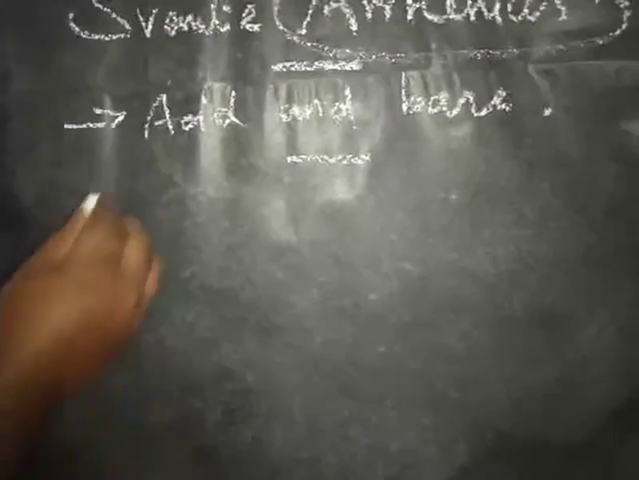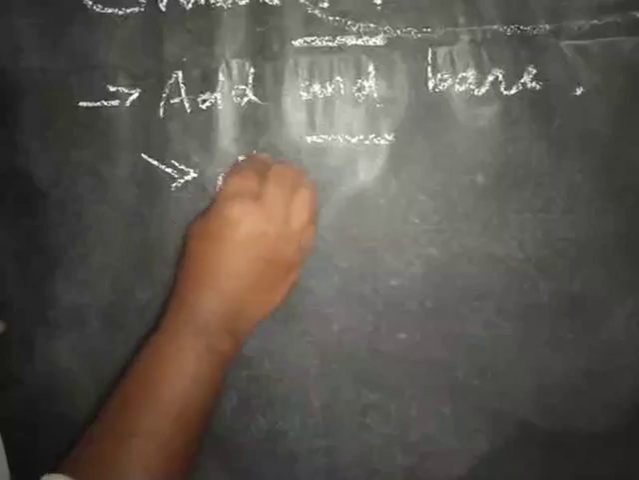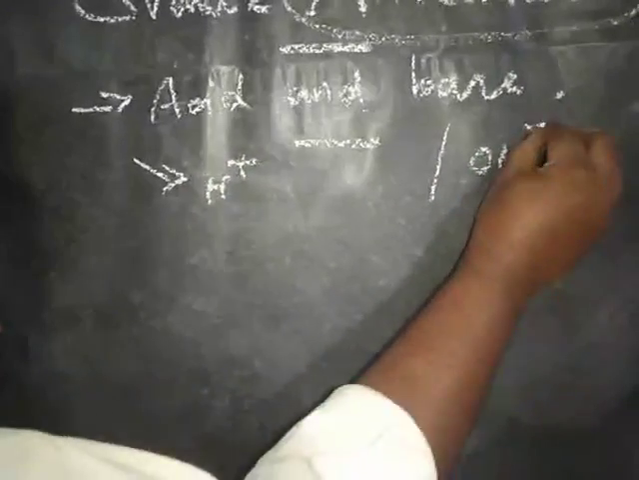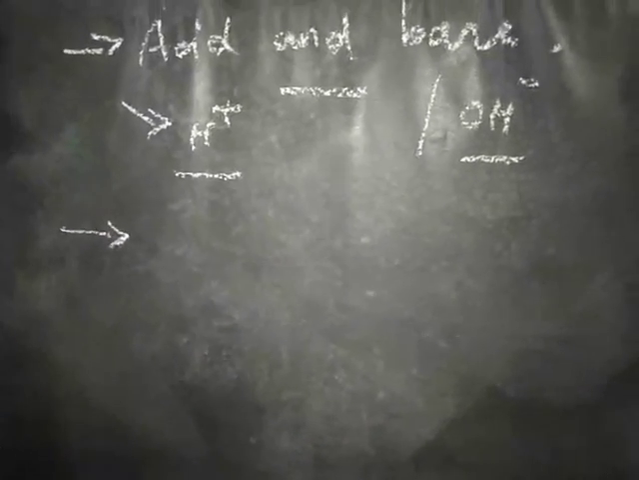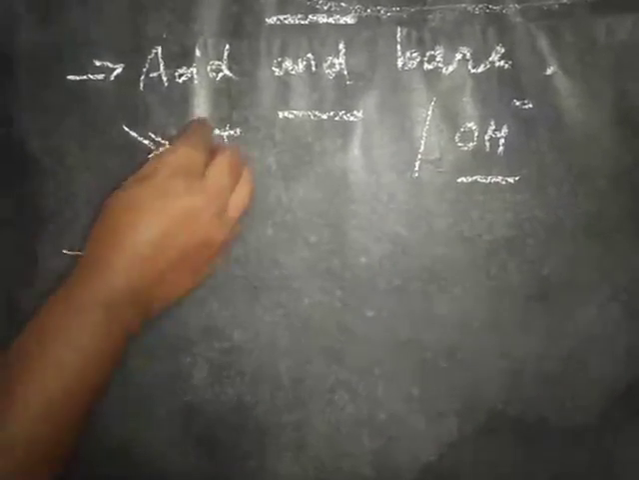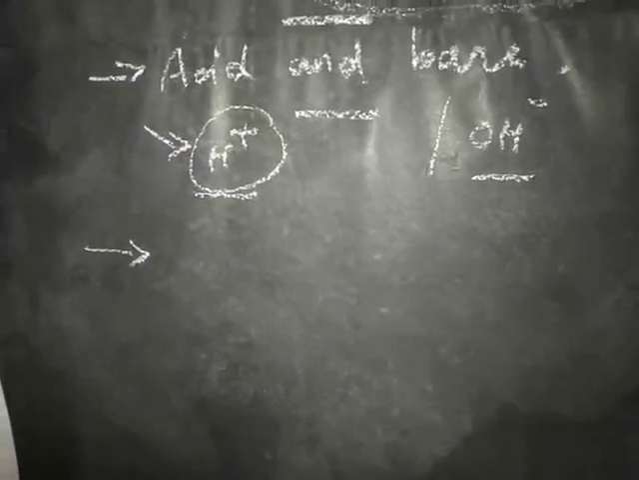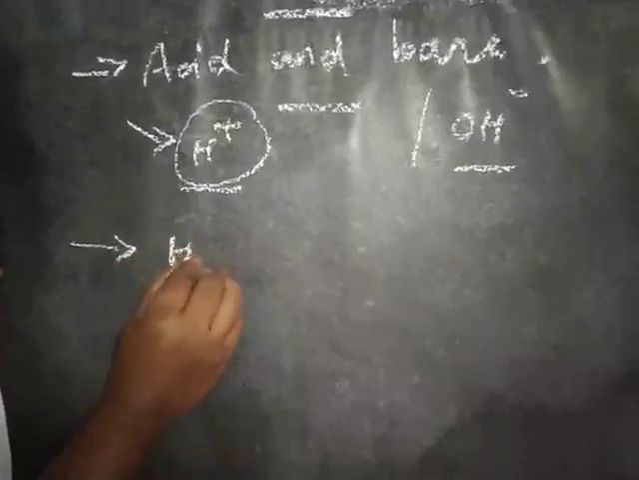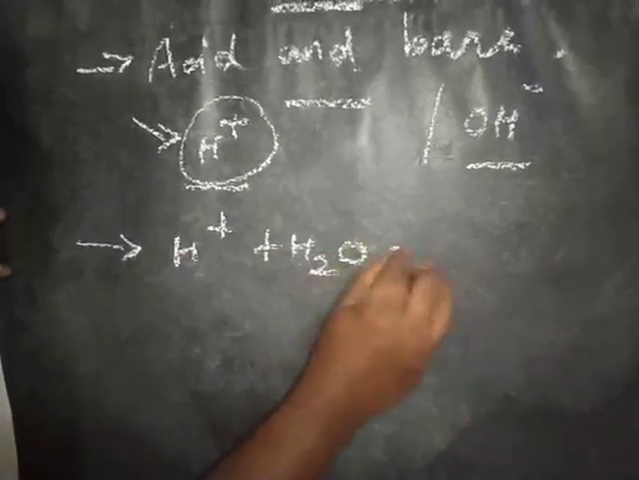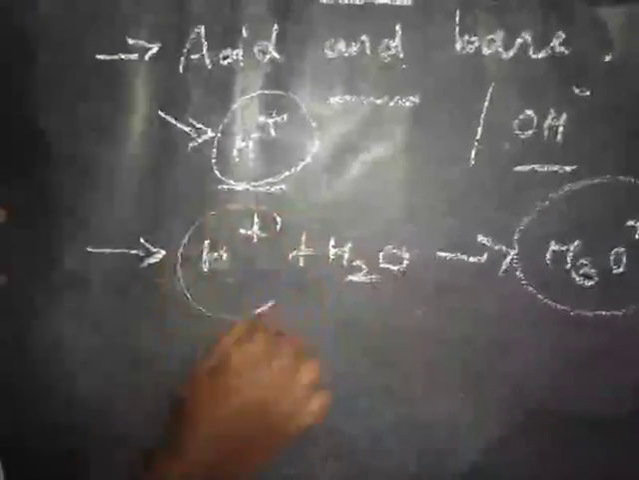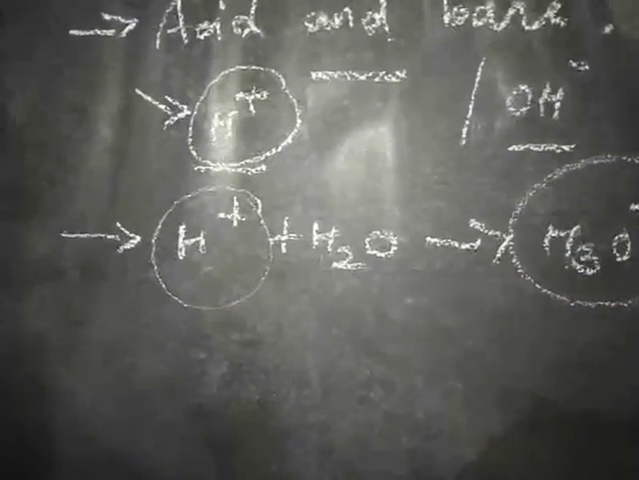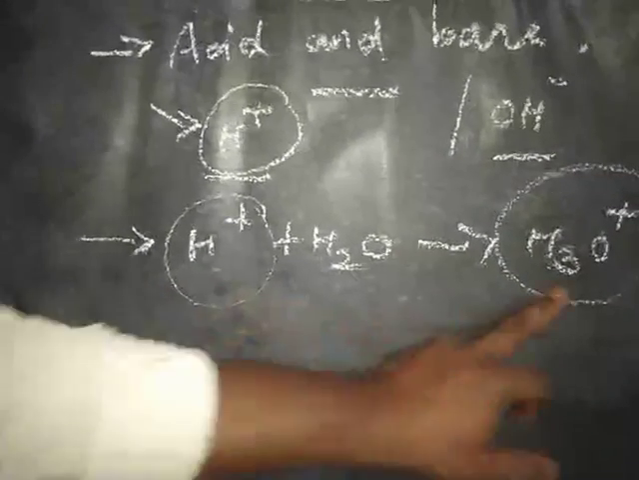Based on his concept, an acid is any substance that contains H plus ions, and any substance that contains OH minus ions is called a base. If we take any substance, it may dissociate into ions and give H plus ions. That H plus ion alone is not stable, so it combines with water to give the hydronium ion, H3O plus. These are hydrogen ions, hydronium ions.